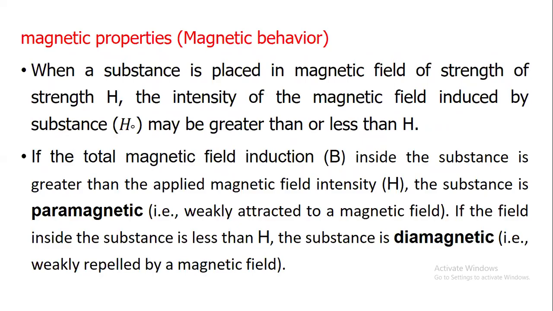And magnetic properties. When a substance is placed in a magnetic field of strength H, the intensity of the magnetic field induced by the substance, H naught, may be greater than or less than H. If the total magnetic field induction B inside the substance is greater than the applied magnetic field intensity H, the substance is paramagnetic, that is, weakly attracted to the magnetic field.